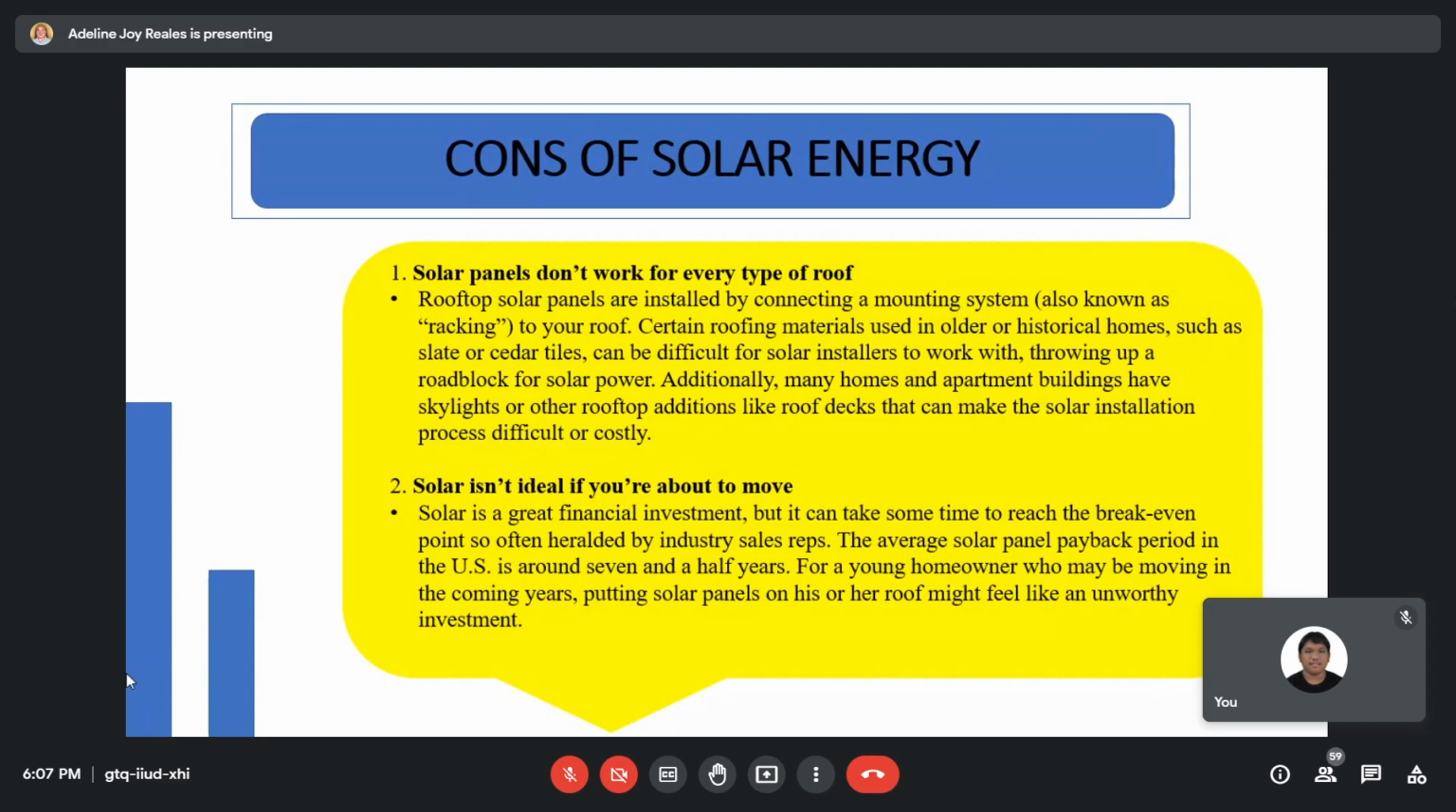Additionally, many homes and apartment buildings have skylights or other rooftop additions like roof decks that can make the solar installation process difficult or costly. Solar isn't ideal if you're about to move. Solar is a great financial investment, but it can take some time to reach the break-even point so often heralded by industry sales reps. The average solar panel payback period in the US is around 7.5 years. For a young homeowner who may be moving in coming years, putting solar panels on his or her roof might feel like an unworthy investment.